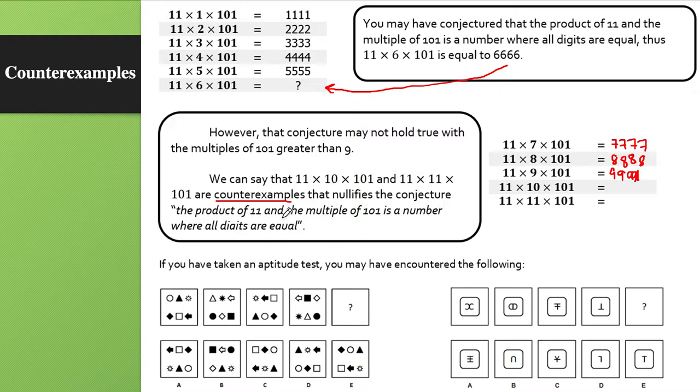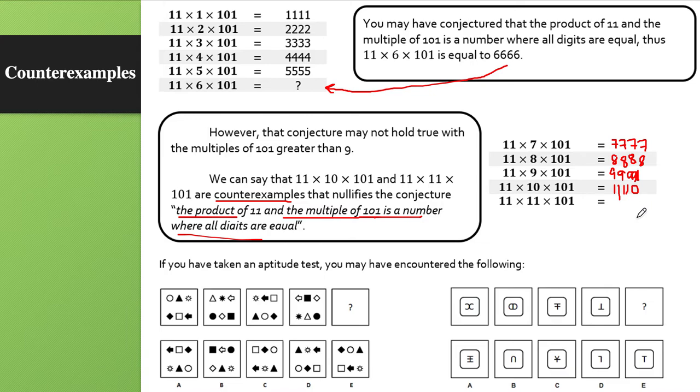That nullifies the conjecture that the product of 11 and a multiple of 101 is a number where all digits are equal. Actually, if we really want to know the answer of 11 times 10 times 101, let me get my calculator to make it correct. The answer is 1111, and then there's a 0 at the end. So pretty much all the numbers are not the same.